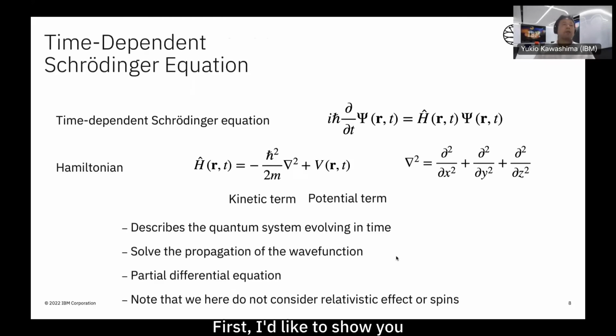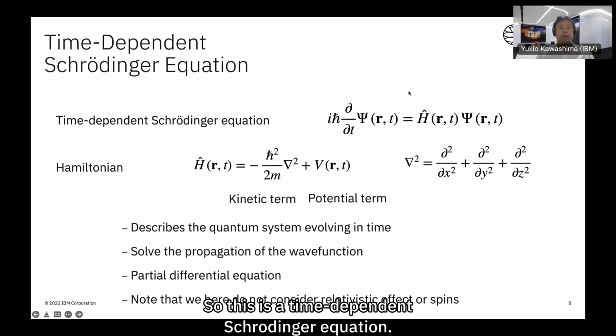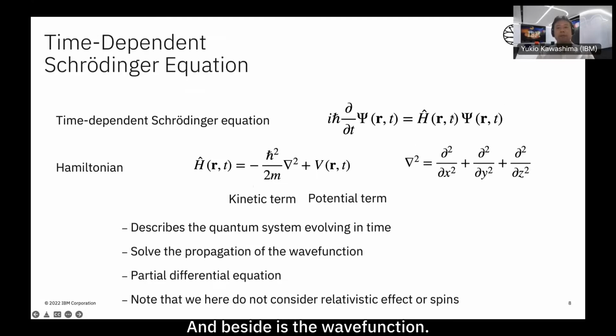First, I'd like to show you the time-dependent Schrodinger equation. So this is the time-dependent Schrodinger equation. Here's the Hamiltonian, which has the kinetic term and the potential term. And psi is the wave function. So you can see that the Hamiltonian, the potential energy term in the Hamiltonian, and the wave function, they all depend on space r and time t.